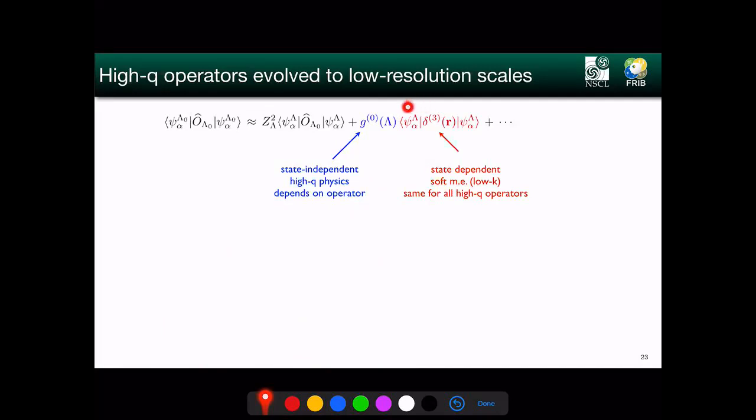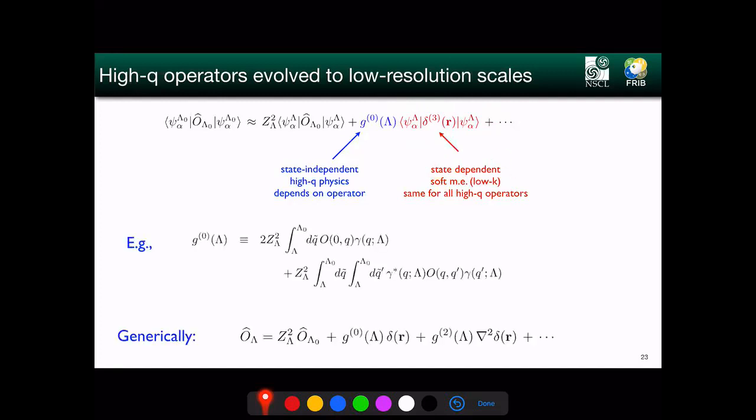In contrast, this term in red only involves soft momentum physics. It's the same for all high momentum operators, and it carries or encodes all of the state dependence. Okay.